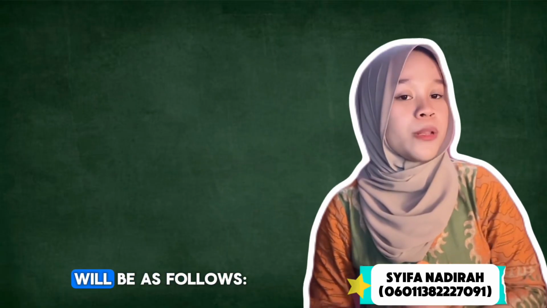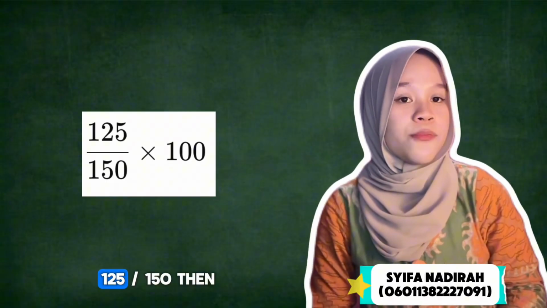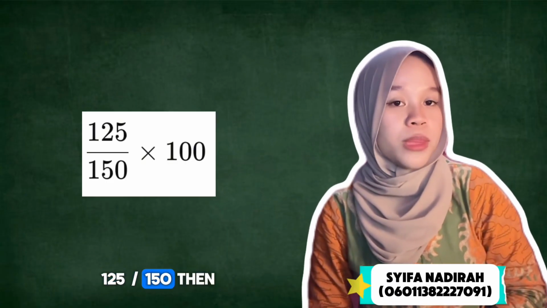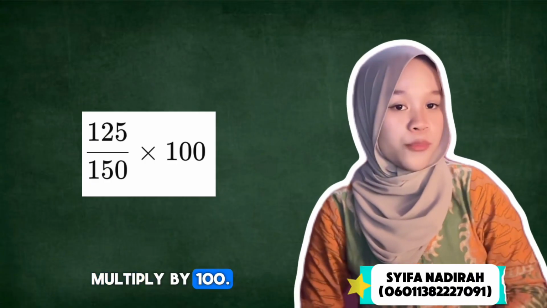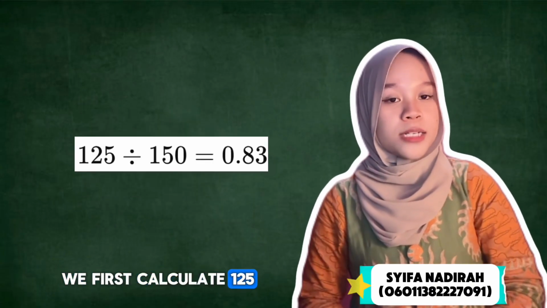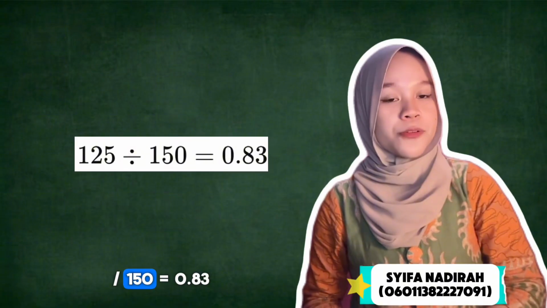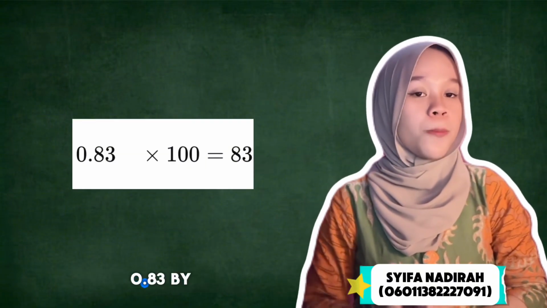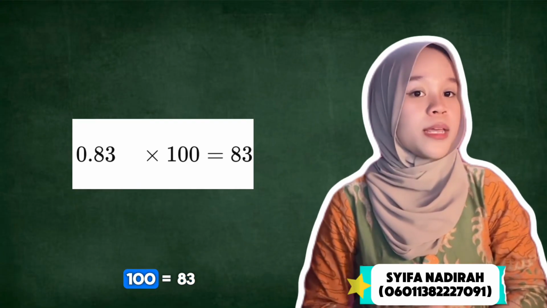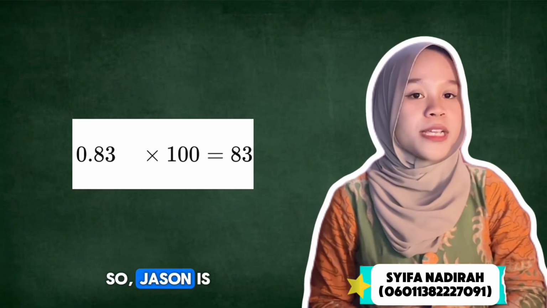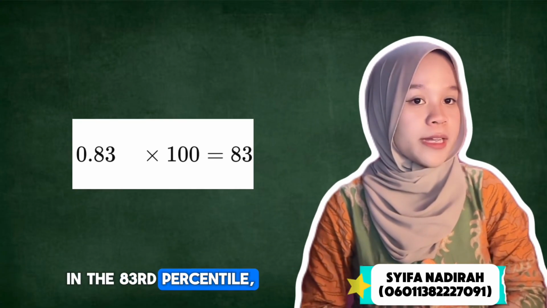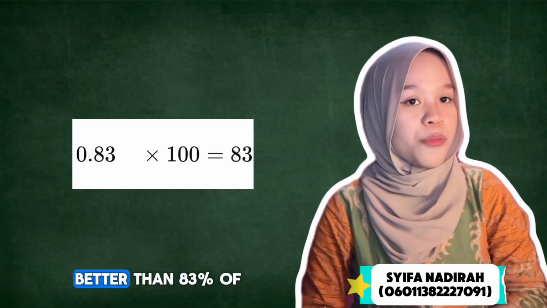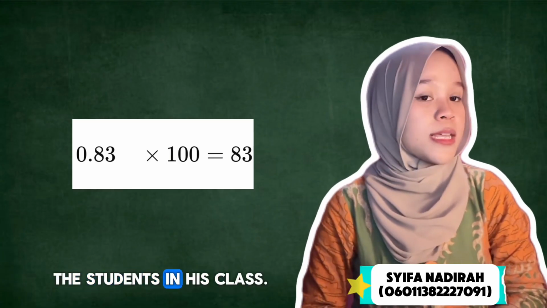So the formula will be as follows: 125 divided by 150, then multiplied by 100. We first calculate 125 divided by 150 equals 0.83. Now we multiply 0.83 by 100 equals 83. So Jason is in the 83rd percentile, meaning he performed better than 83% of the students in his class.